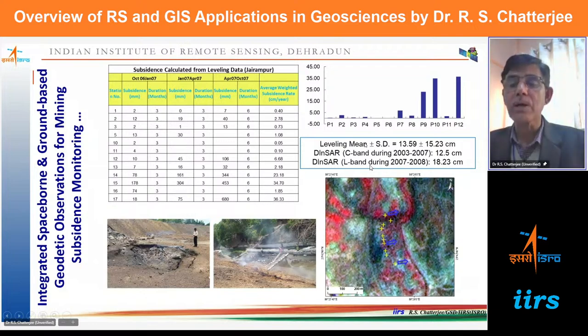Now, if you make a comparison of the levelling-based observation and the C and L band differential interferometric surface observation, these are the figures you can see. Okay, so around 13.59 is the levelling-based observation and 12.5 in case of C band and L band is 18.2. They are quite comparable to each other.